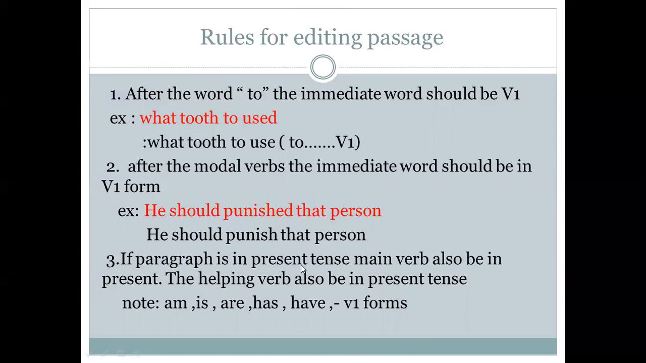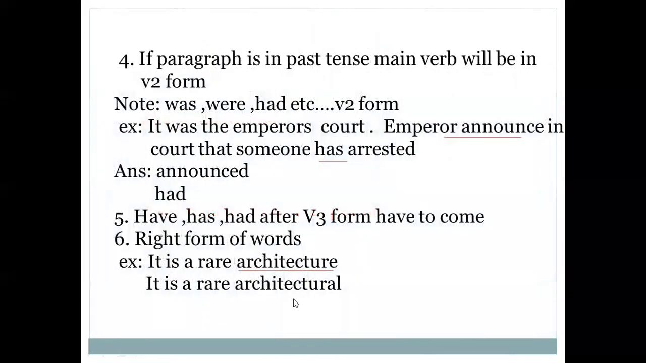If the paragraph is in present tense, the main verb also should be in present tense, and the helping verb also should be in present tense. For example, let me see one example after this slide. If the paragraph is in past tense, the main verb will be in V2 form, so was, were, had, etc. are all V2 forms.